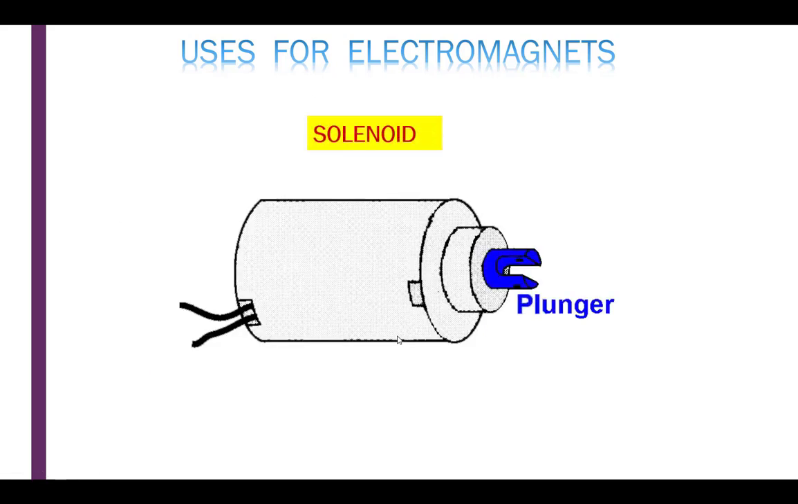A solenoid, we use these in our trainer. We've got a coil inside of this, and when we run current through that, it causes the plunger to be pulled, or maybe it's being repelled. But in any event, the magnet causes this plunger to move.